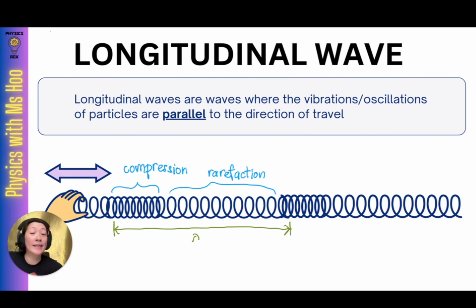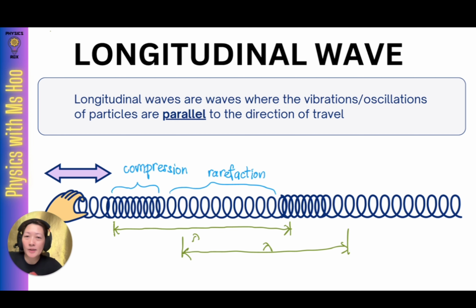You can also do the same thing for rarefaction. Again, you must start from the same point and end in the next point of the exact same phase. Say, for example, if I were to start from the second coil of the rarefaction, you must then end in the second coil of the next rarefaction. This would be the wavelength. Similarly, we can obtain period and frequency from this diagram if we have already obtained the wavelength.